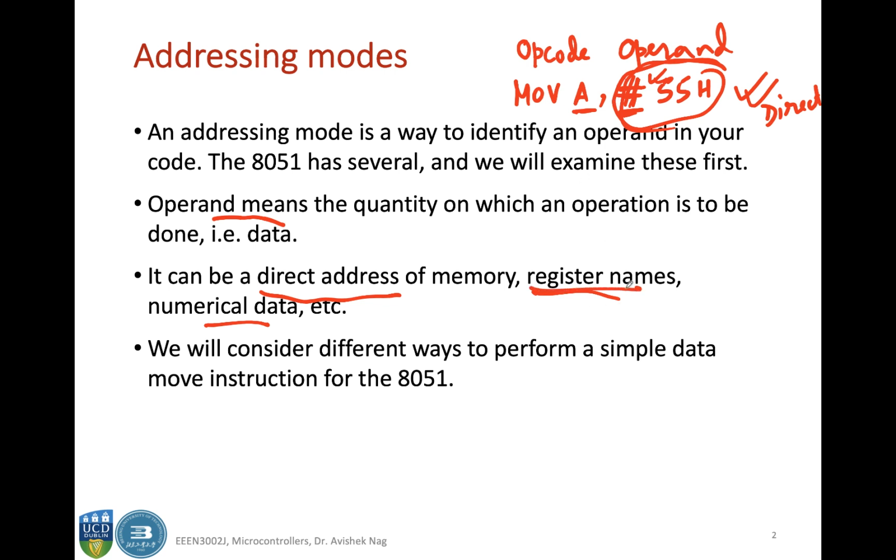You have also seen this part while writing code. Let's say you are moving the contents of register R0 to the accumulator. This is also another addressing mode. These are examples of addressing modes where the data that you are operating on can be a direct numerical value, or can be residing in some register or some memory location. We will consider different ways to perform a simple data move instruction, and go through all the addressing modes.